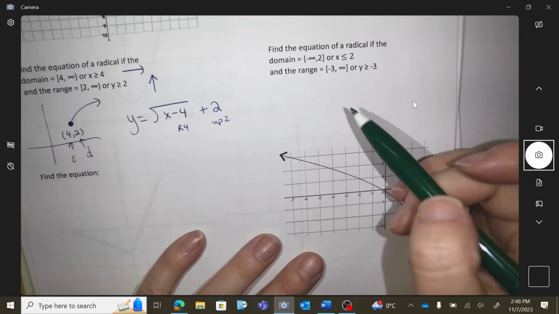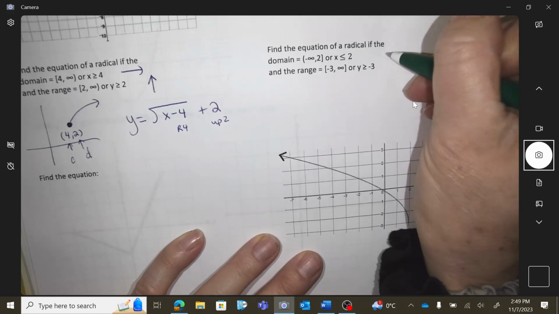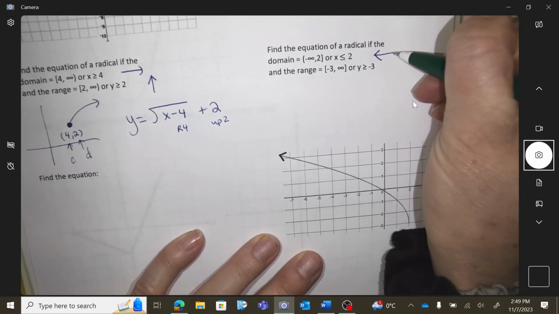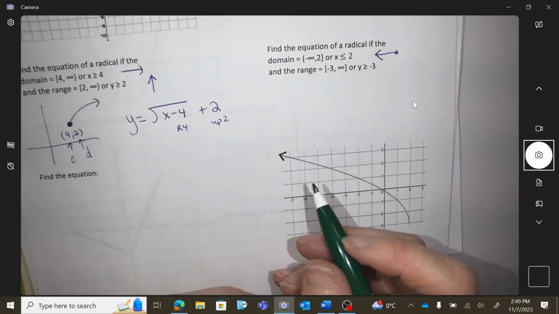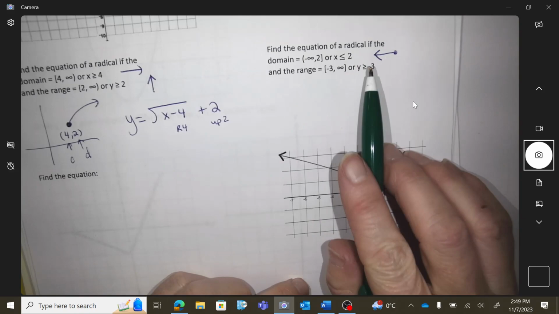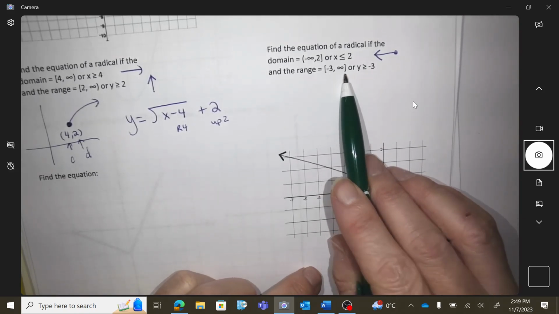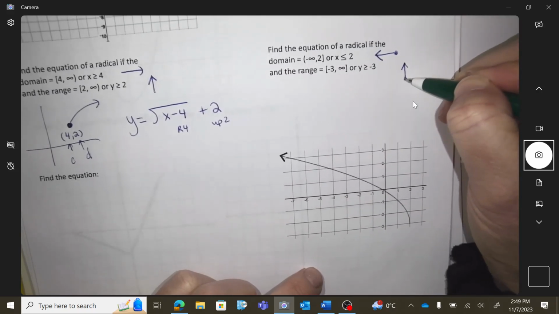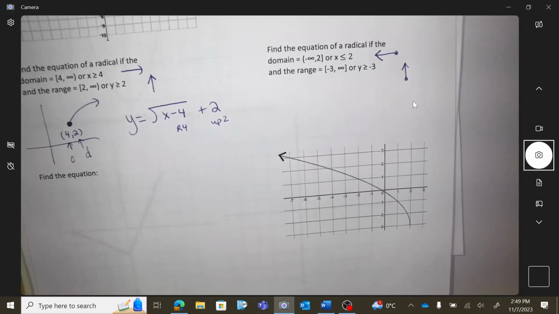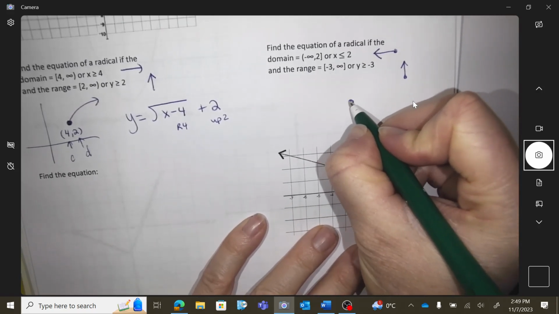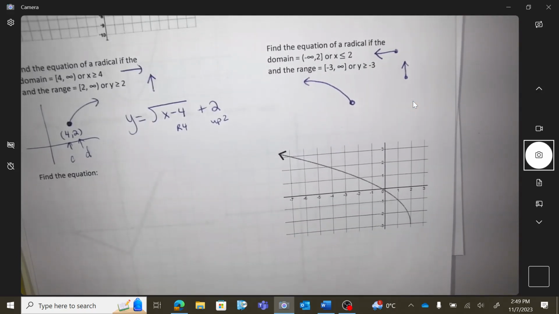Okay, this one, the domain is from negative infinity to 2. Which way is it heading? Negative infinity to 2, so it would head like this. Negative 3 to infinity, that is going up. Negative 3 to infinity. So then my radical will look like this. How do I move left and up? It will look like that.